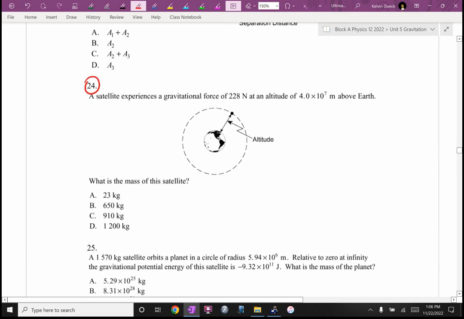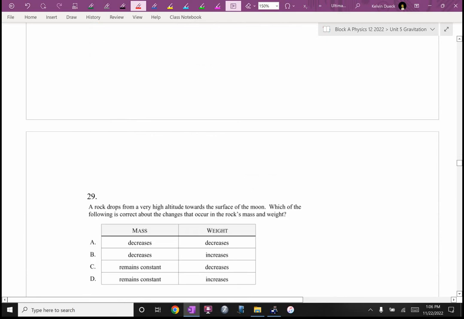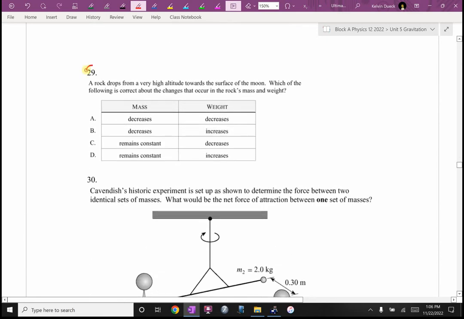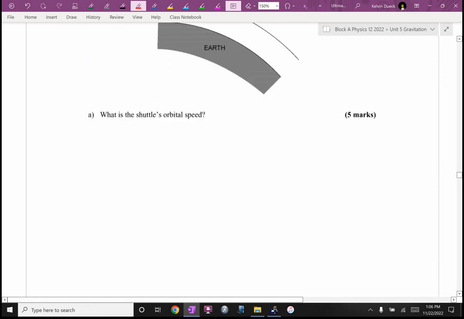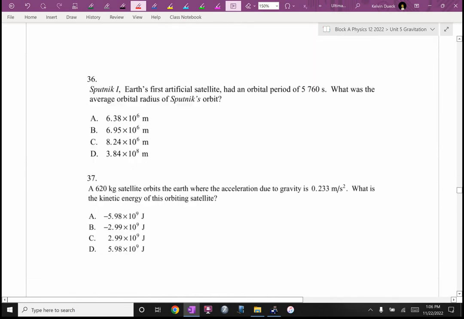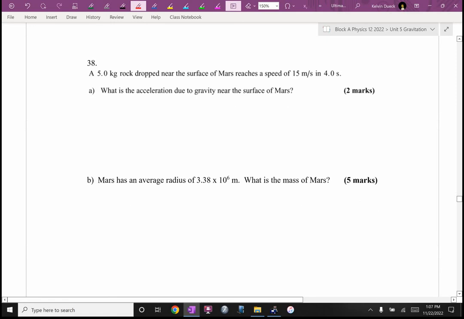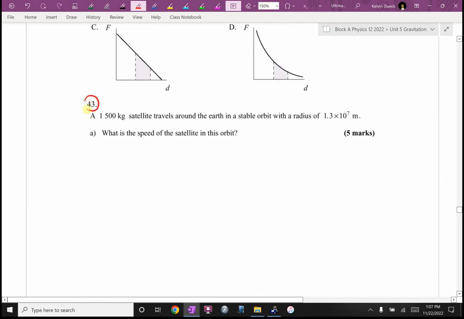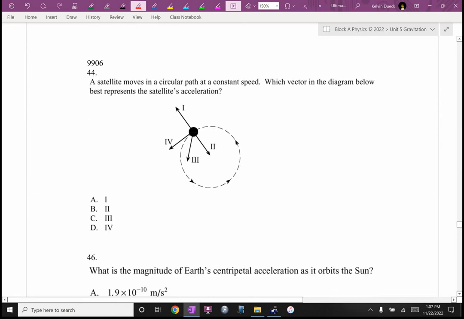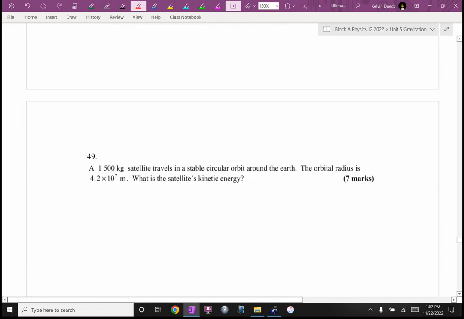You can pass 20. When I said skip 23, what I really meant, you can cross out 23. Because some we're skipping that we're going to do later. 26, how much work? 29 is good. You can cross out number 30. 31 is good. We're in orbit. 36 is good. We're in orbit. You can temporarily pass on 37. 38 is good. You can cross out 42. 43 is good. Asking you to find orbital speed. 44 is good. 46 is good. You can temporarily pass on 48.